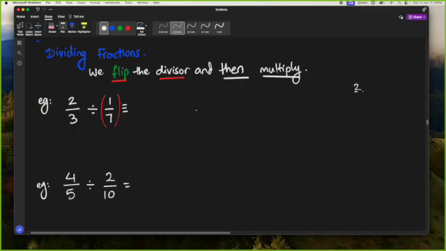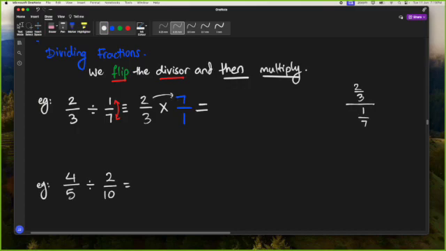You could see this question in a paper like this: 2 over 3 divided by 1 over 7. And of course you see that and you want to bawl, right? But really all you had to do is flip the divisor. So you're just flipping this one. So you'll have 2 over 3 multiplied by 7 over 1. So you see how it flipped. And then you multiply, right?